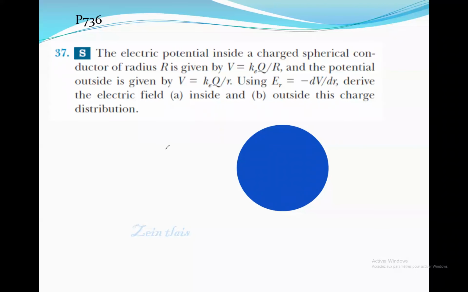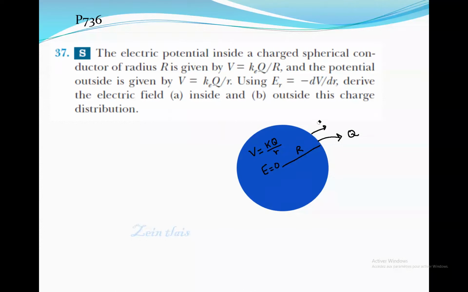The electric potential inside a charged spherical conductor of radius R is given by V inside equals KQ divided by R. You know, it's a conducting object, and inside the conducting object we don't have charge, and we don't have a field. E equals 0. The total charge of this object equals Q.